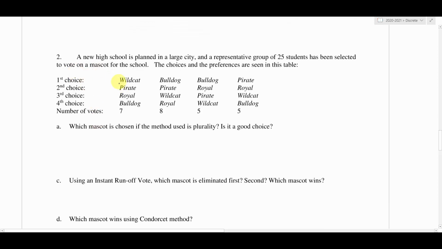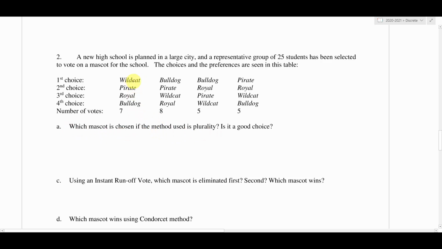All right, so here number 2, we've got a high school that is planning to vote for a new mascot. They've got 25 students who were selected to vote, and the preference schedules are listed for us here below. All right, so the first thing you want us to do is to do a plurality method.